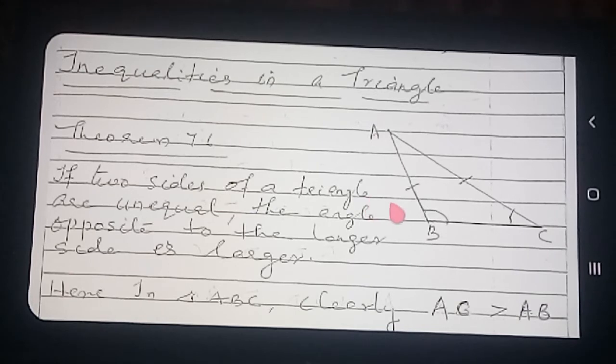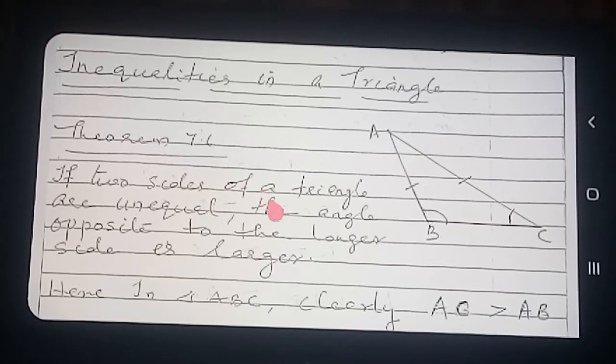If two sides are unequal, then which side is greater? Its opposite angle is greater. Understood? Which side is greater? Its opposite angle is greater. So that is the theorem written. Once more, read the statement. If two sides of a triangle are unequal, the angle opposite to the longer side is larger. Which side is longer? Its opposite angle is larger. Here you can clearly understand from the diagram, AC is the longer side. If AC is the longer side, then its opposite angle, angle B, is larger.